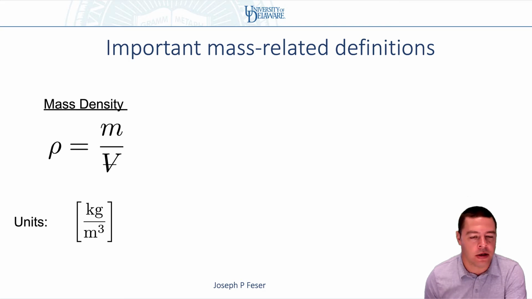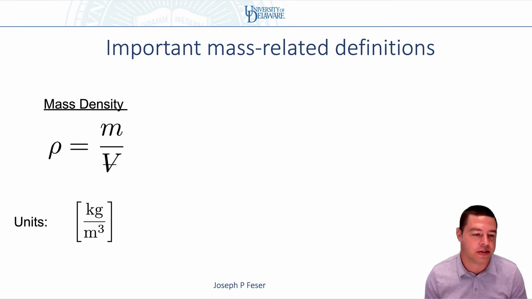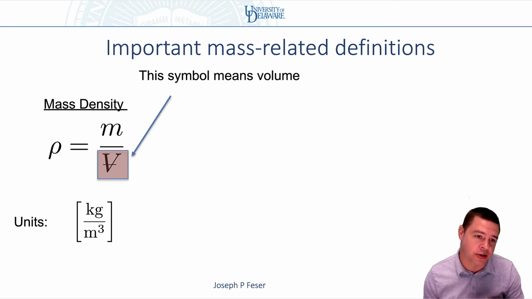Note that in fluid mechanics, the letter V comes up in a lot of different contexts, right? Velocity is all over the place in particular. And so it's common to use the symbol V with a horizontal line through it to mean volume. So mass M divided by V with a bar through it is the mass density. And of course it has the units kilograms per meter cubed in SI units.